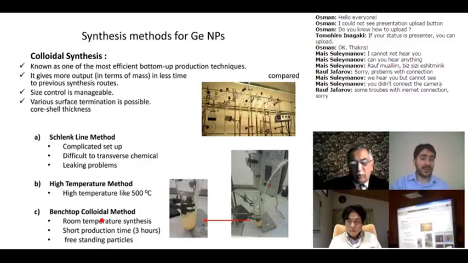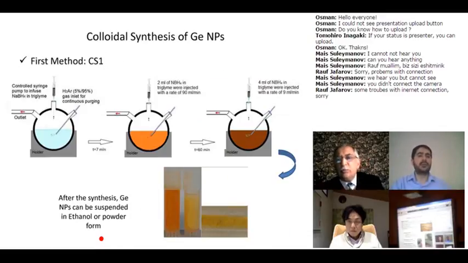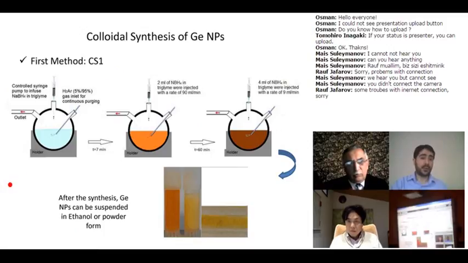What we are using is the benchtop colloidal method. It's very easy, you can do it at room temperature, and it's a very short method. In 3 hours, you're able to produce your particles, and they are freestanding core nanoparticles. Okay, let's talk about the details of our particles.